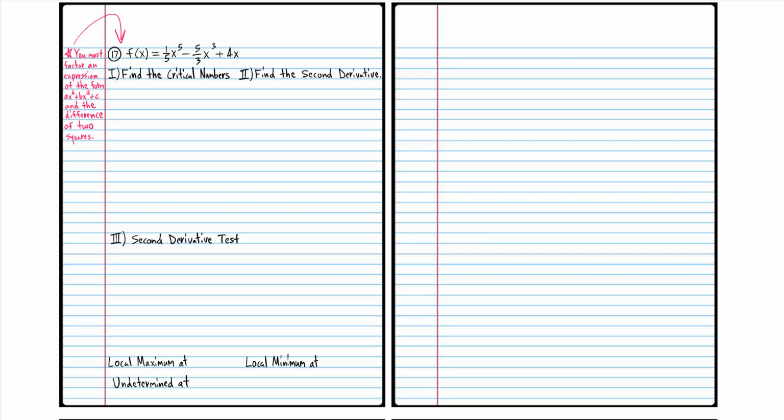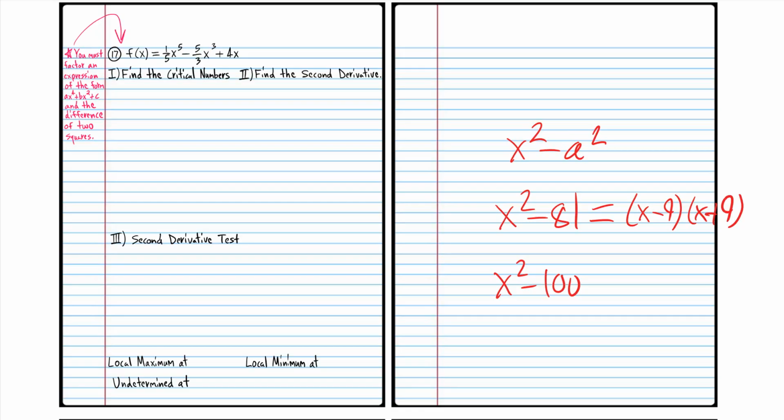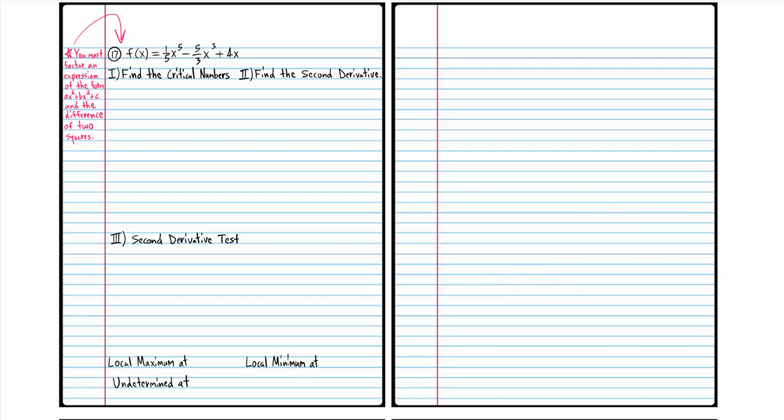You're also going to have to factor the difference of two squares. For example, you might have like x squared minus 81 or x squared minus 100. That's x minus 9 times x plus 9. So you're going to have to do all that math. That's the type of math we learned in previous classes. So try number 17. When you come back, we'll do it together.